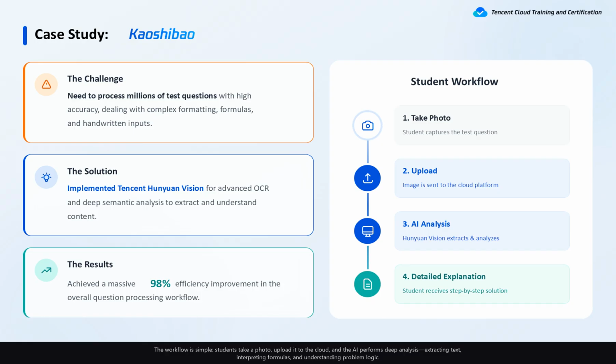The workflow is simple. Students take a photo, upload it to the cloud, and the AI performs deep analysis, extracting text, interpreting formulas, and understanding problem logic. It then generates structured answers with step-by-step explanations. The impact is substantial. Overall processing efficiency improved by 98%, while manual intervention dropped below 2%. This demonstrates how multimodal AI can transform education workflows by delivering fast, accurate, and scalable learning support.